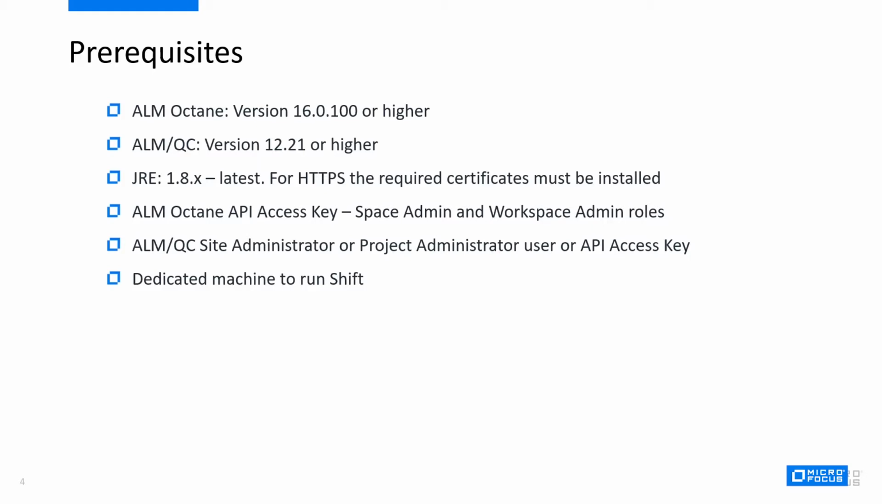You can use for both endpoints either API keys, if your ALM QC version supports them, or the user and password of the user you want to use for the migration. They should have the following roles. For Octane, you'll need space admin, workspace and workspace admin roles. And for ALM QC, project administrator or site administrator. And you'll also need a dedicated machine to run Shift.